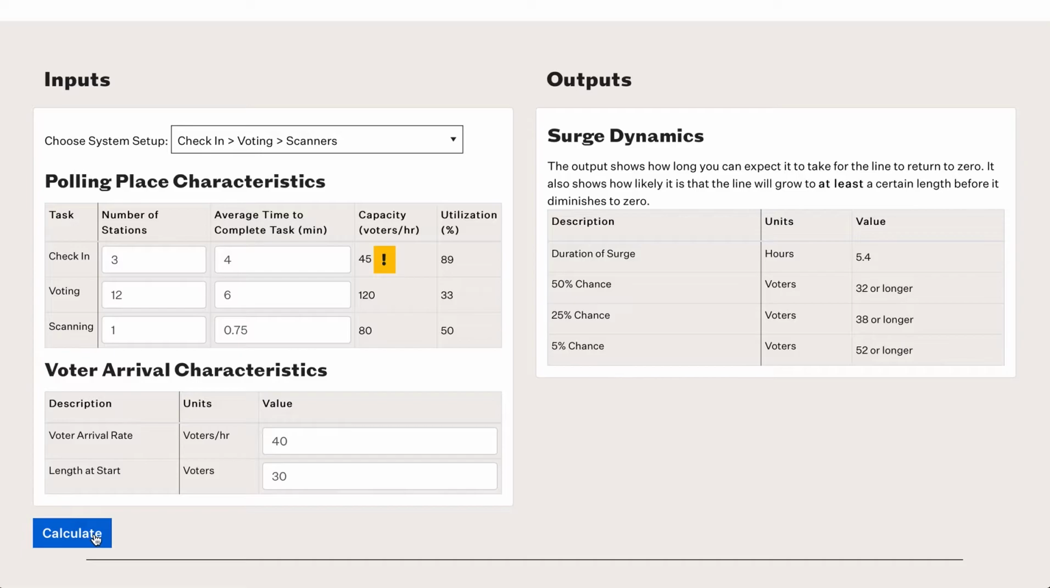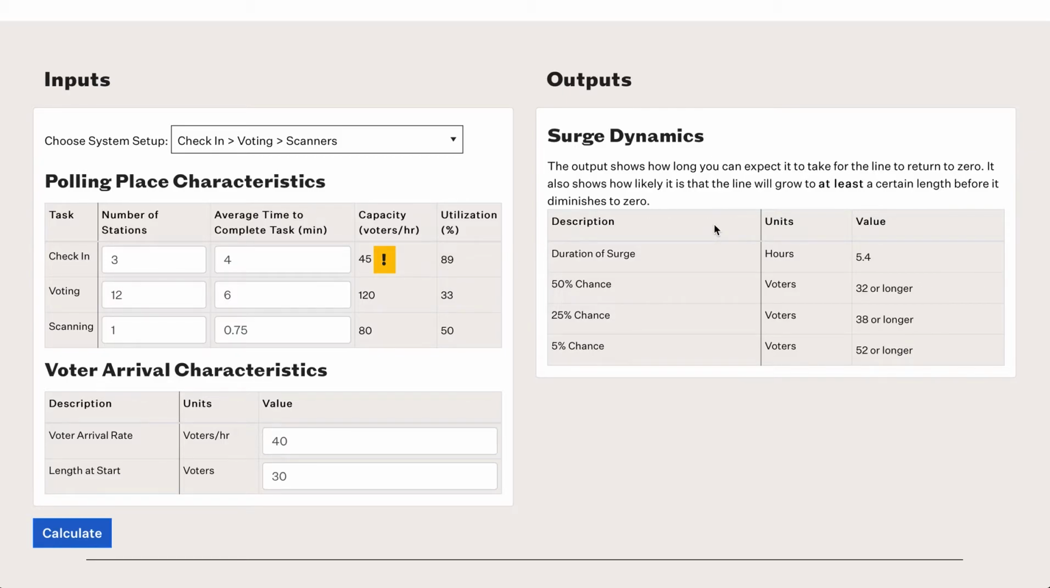Calculate. The first thing to notice is that there are two columns in the input table that are populated. One says the capacity of each step, and one the utilization. In this case, the orange exclamation point says that check-in is our bottleneck, with 45 voters per hour, which is a lower capacity than the other two steps, and therefore it will govern our rate. Over here we can see the utilization of each step, and the bottleneck will have the highest utilization at around 90%. Over on the right we have four statistics that are reported.